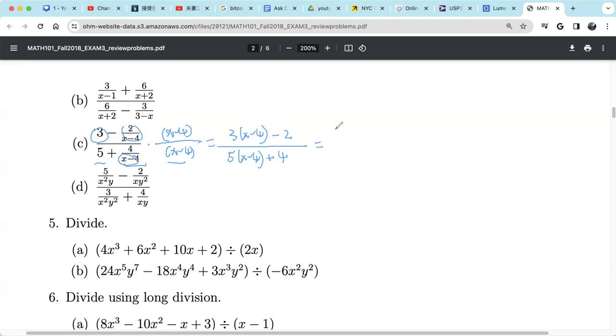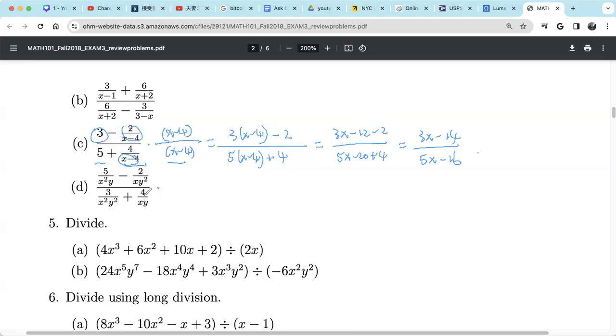So now let's simplify a little bit. 3x minus 12 minus 2, that's 3x minus 14. We have 5x minus 20 plus 4, that's 5x minus 16. Well, nothing can be simplified further.